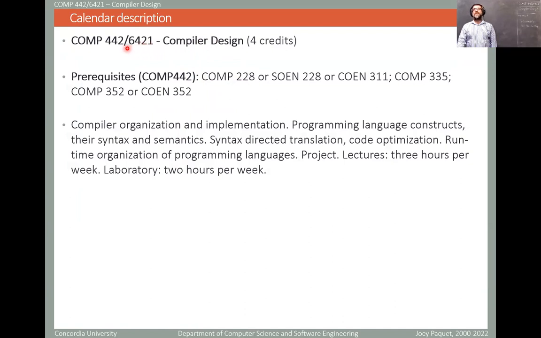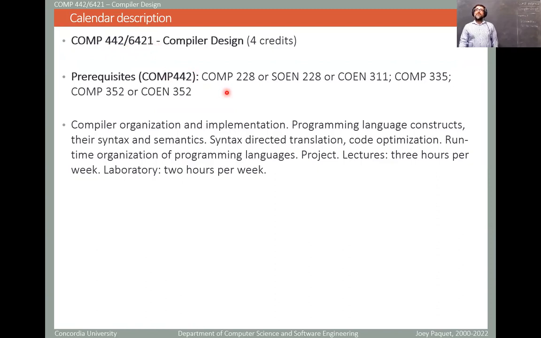What that means is that there is COMP442, which is for undergraduate students, and there's COMP441, which is for graduate students. Now, in general, there is a difference between the graduate and undergraduate versions. In this particular case, I chose to not have any difference. So whether you're an undergraduate or graduate student, you will be doing the same work, and you'll be graded in the same way, as I will explain later.